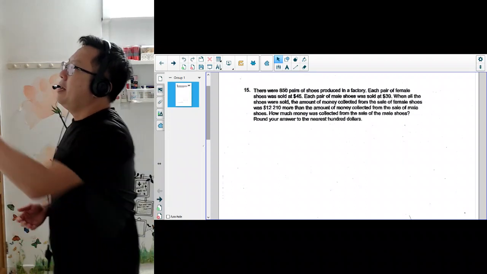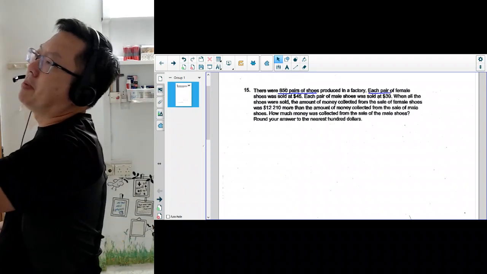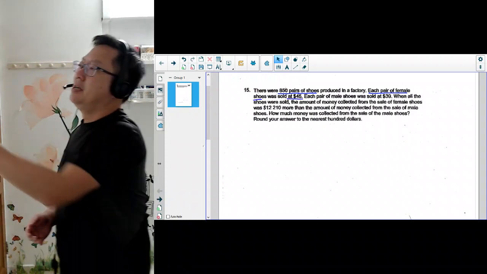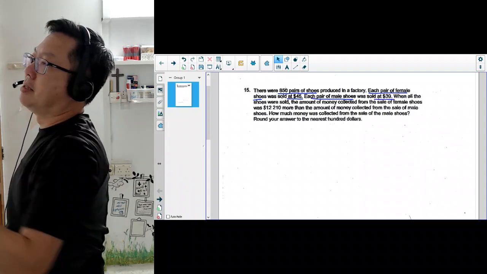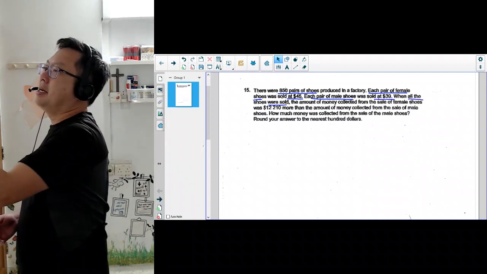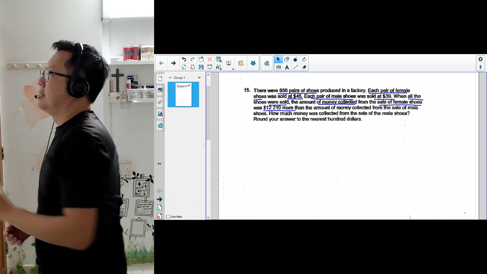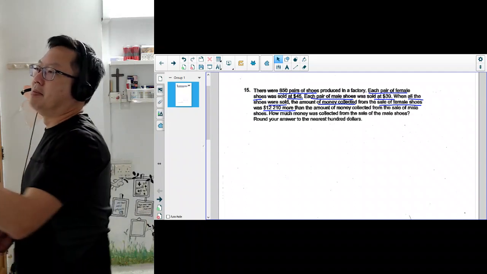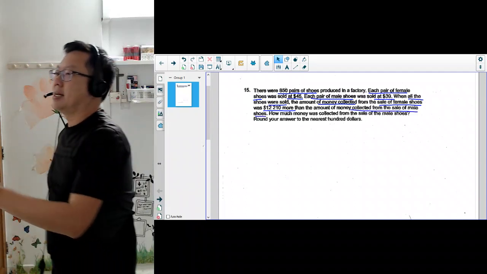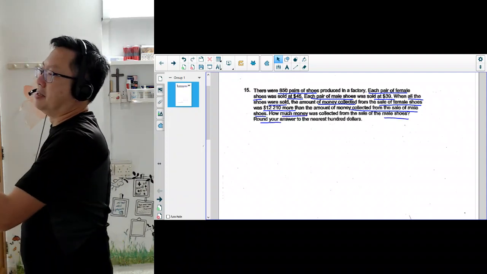There were 850 pairs of shoes produced in a factory. Each pair of female shoes was sold at $45. Each pair of male shoes was sold at $39. When all the shoes were sold, the money collected from the sale of female shoes was $12,210 more than the money collected from the sale of male shoes. How much money was collected from the sale of the male shoes? Write your answer to the nearest $100.